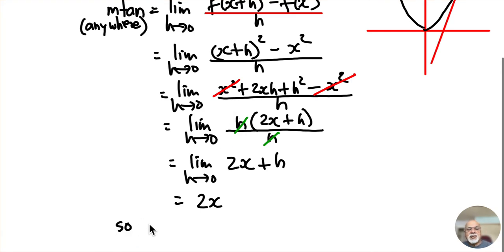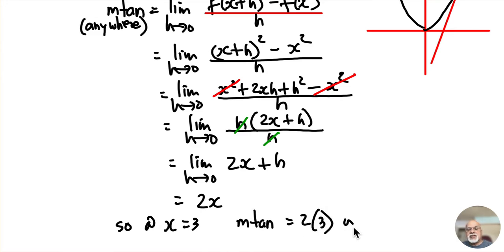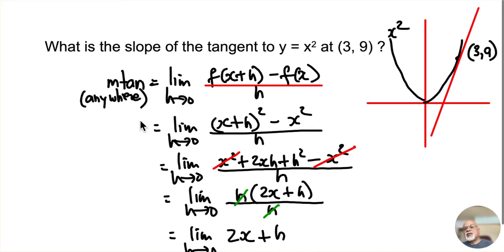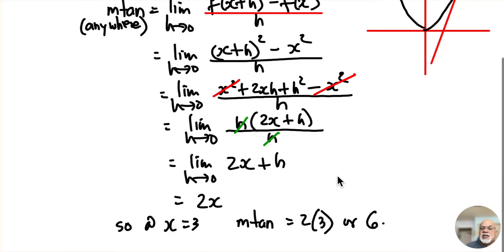So at x equal to 3, the slope of the tangent is just equal to 2 times 3, or 6, which makes sense. Looking at that, we figure it would be fairly steep and positive. So that was relatively easy, very clever though, because we're using limits here to figure out the slope of a line given only one point, namely at 3, 9.